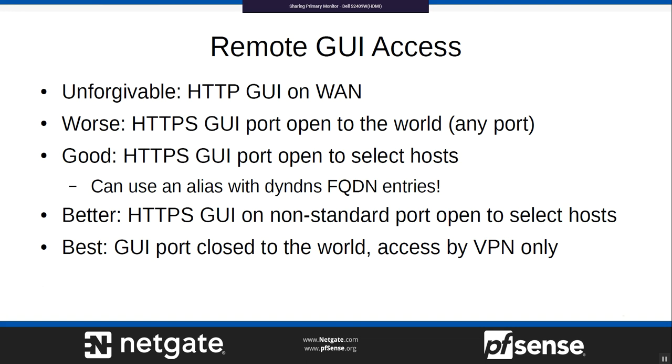Now you get a little bit better. It's good if you have the HTTPS GUI and you have it restricted to a certain alias of selected hosts. You could even use dynamic DNS entries in your alias, so you have fully qualified domain names in there. Could be like a dynamic DNS entry, or just a static host name, or it could be a network. So just be on the lookout for that. You want to make an alias and do that. That's one of the better, more common things we see people do.